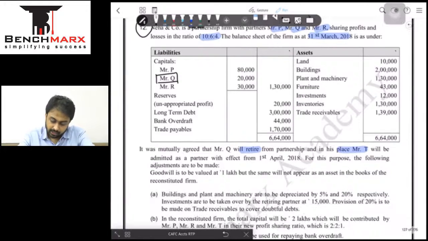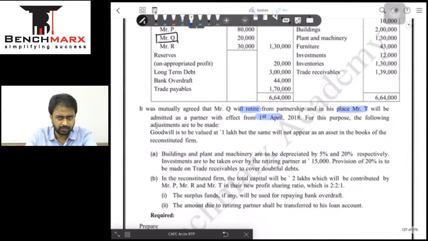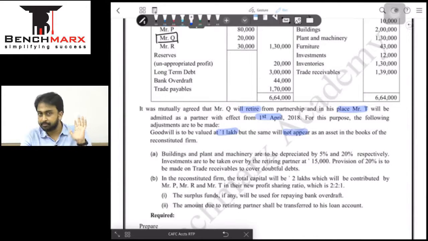T will be taken as a partner on the same date, that is 1st of April. For this purpose the following is to be done. Goodwill is to be taken as 1 lakh, but the same will not appear, meaning raised by the old partners, written off by the new partners, and simply do net adjustment among all the partners. Building and plant and machine depreciate by 5 and 20 percent, normal revaluation. Investments taken over by retiring partner at 15,000.